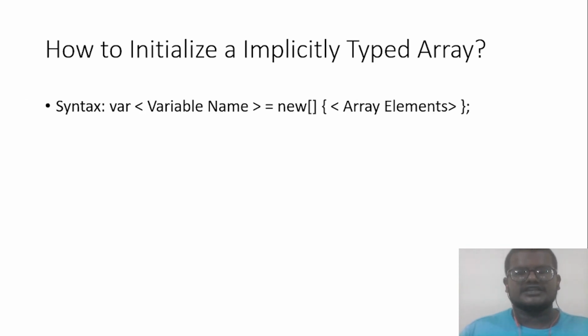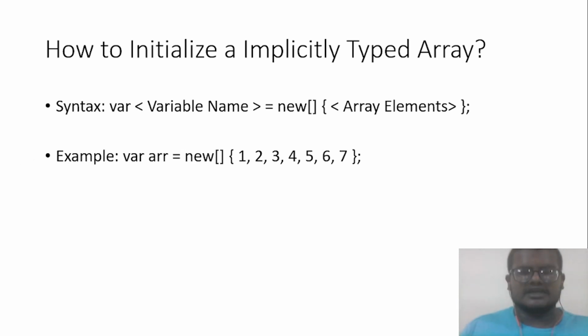So how to initialize an implicitly typed array? The syntax for it is var, the variable name, equals new, square brackets, then we will be adding the data in the curly braces for the array. For example, var ARR equals new square brackets, then we will be adding integer values in the curly braces. So this will create an array of int that is 7 elements long. A reference to that array is assigned to ARR.